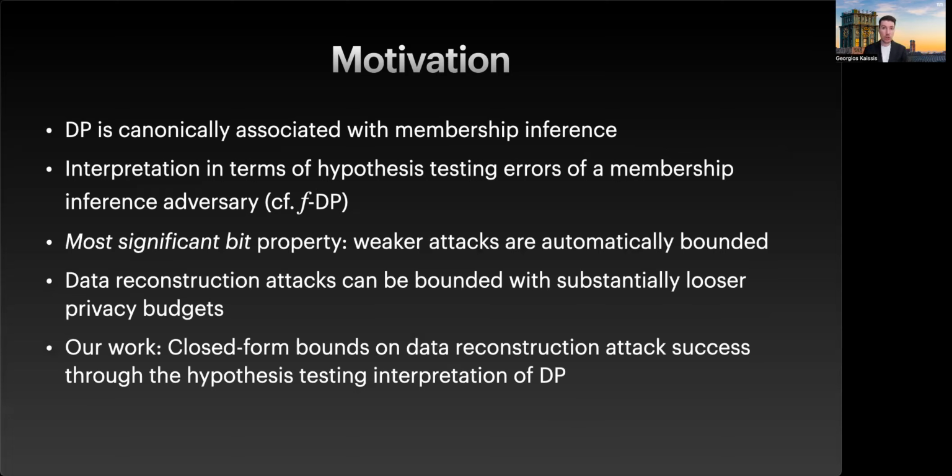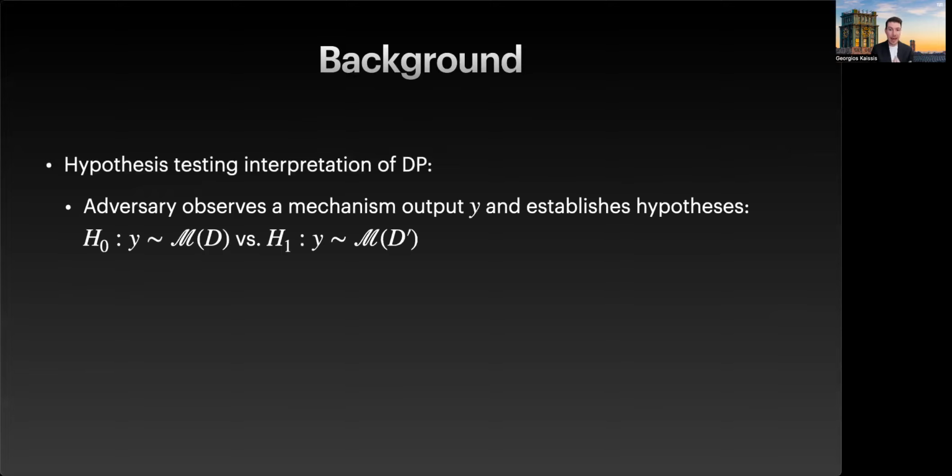In our work, we furnish closed-form bounds on the success of data reconstruction attacks using the hypothesis testing interpretation of DP. Let me give you just the briefest background on the hypothesis testing interpretation in case you're not familiar with it. Under this interpretation, we assume that an adversary observes a mechanism output Y, and they establish two hypotheses. One is called the null hypothesis, H0, which is that the output Y was generated from the mechanism acting on a database D. And the other one's called the alternative hypothesis, H1, which was that the output was generated by the mechanism acting on the database D prime.